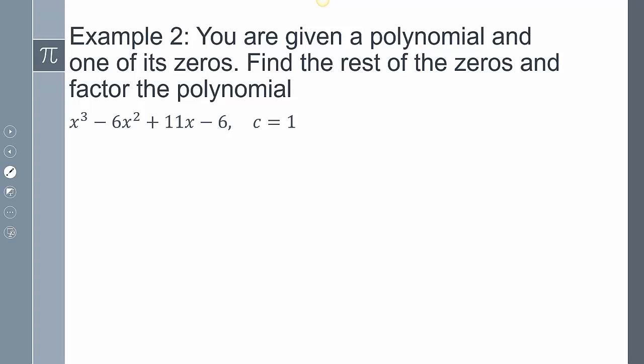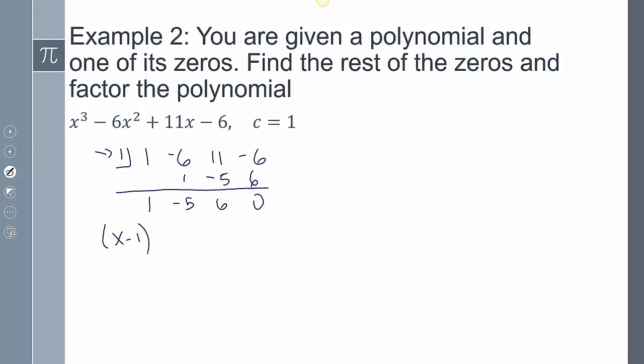Example number 2, it says you're given a polynomial and one of its zeros. Find the rest of the zeros and factor the polynomial. Because I know one of the zeros, c equals 1, I can try to break this down and factor. Remember, we learned that polynomial division is a form of factoring. So bring it down, multiply, add, multiply, add, multiply, add. Because I got a remainder of 0, I can express that as a factor, x minus c.